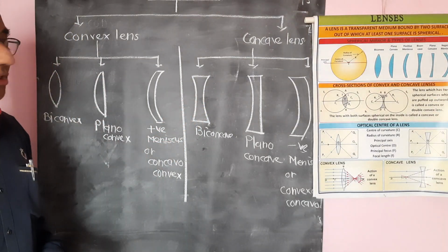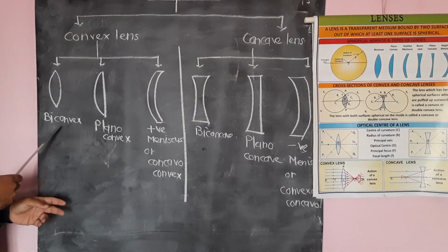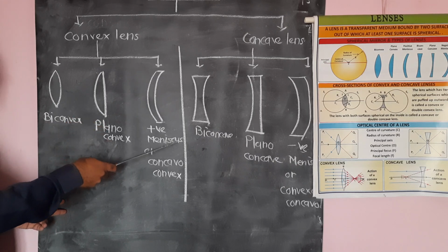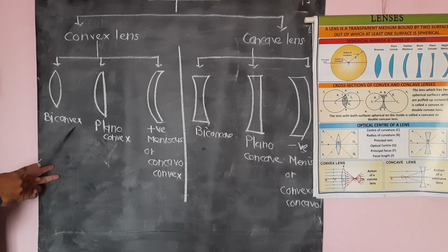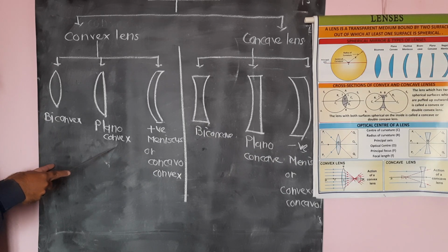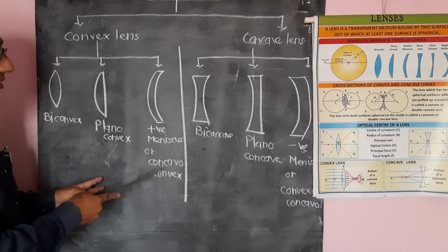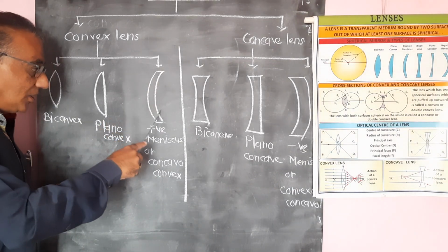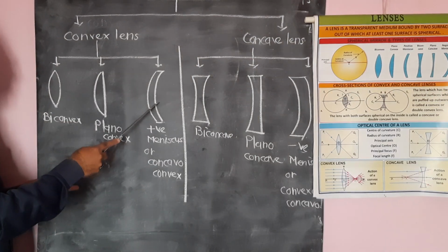Now let us consider the types of convex lens and concave lens. A convex lens is of three types. The first one is biconvex lens, the second one is plano-convex lens, and the third one is called positive meniscus, also called concavo-convex. In biconvex, both the surfaces are bulging outwards. In plano-convex, one surface is plane and the other surface is convex in nature. And in concavo-convex, as the word itself tells us, one surface is concave in nature and the other surface is convex in nature. These are the three types of convex lens.